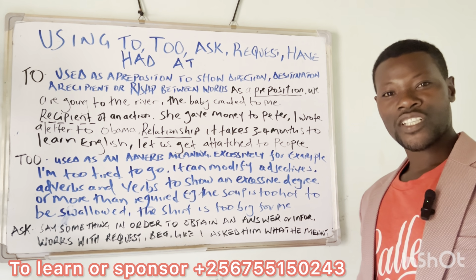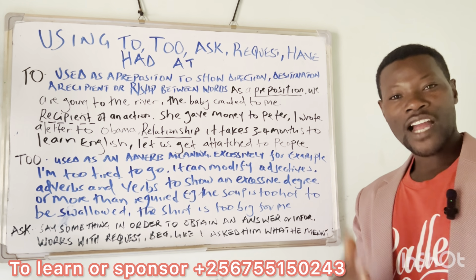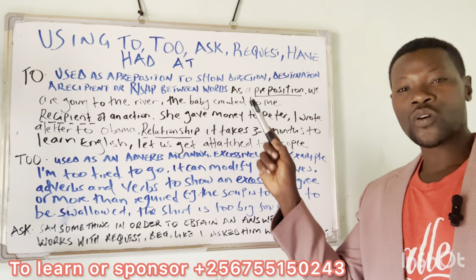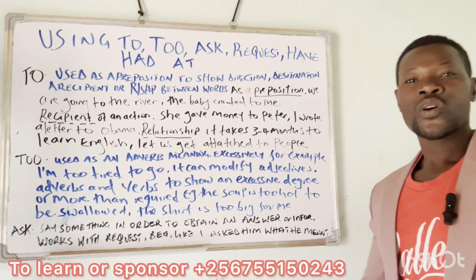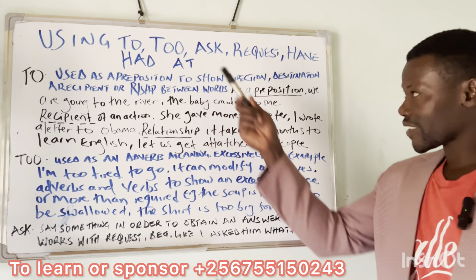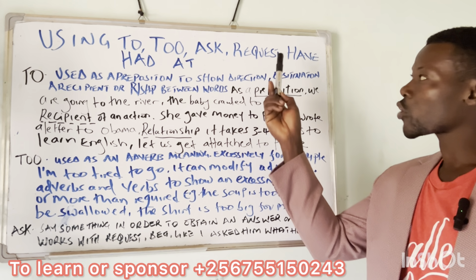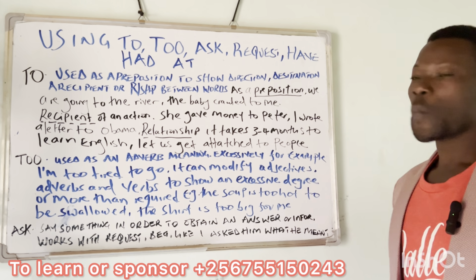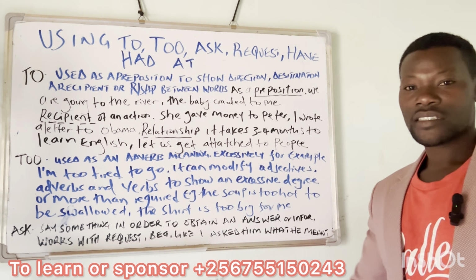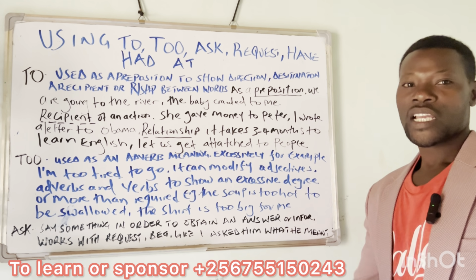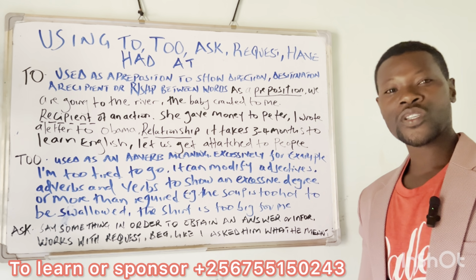Okay, let's get started. We are going to use two with a single O and then two with a double O. Then ask, and then request, and then have, had, then at. Okay? Those are the ones we are going to talk about.